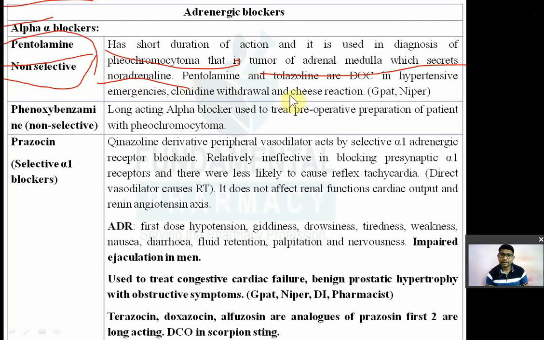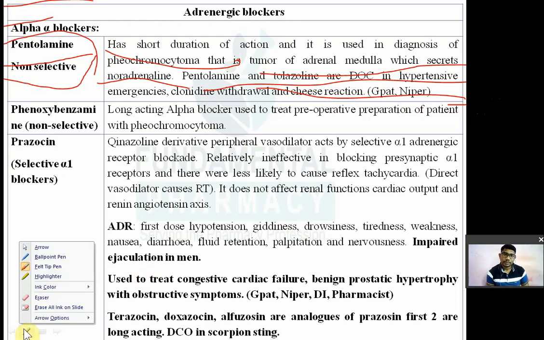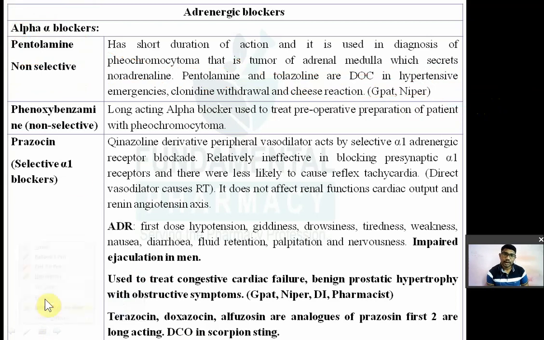So phentolamine and tolazoline, these are the two drugs. Phentolamine and tolazoline are the drugs of choice in case of hypertensive emergencies. Now clonidine withdrawal and cheese reaction also. So remember, phentolamine and tolazoline are the drugs of choice in hypertensive emergencies, and also in case of clonidine withdrawal and cheese reaction.